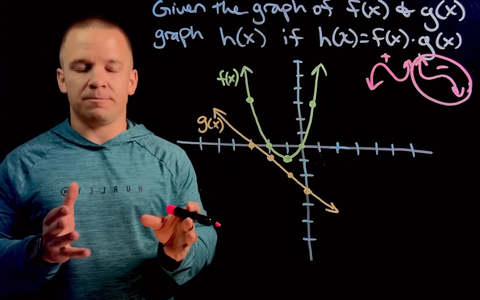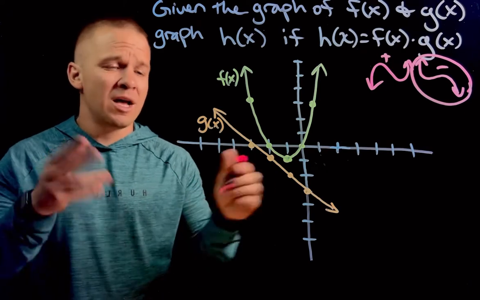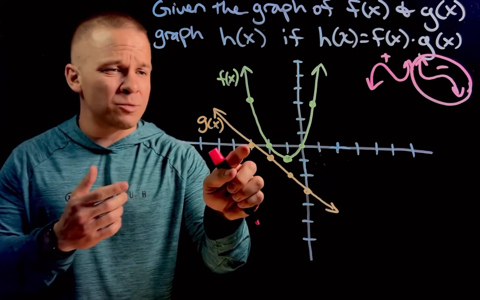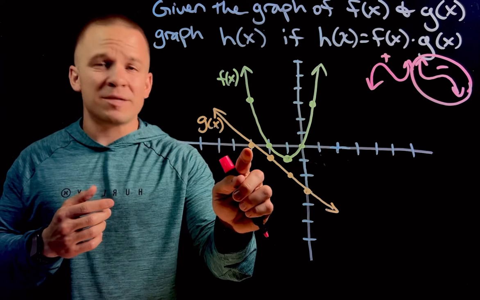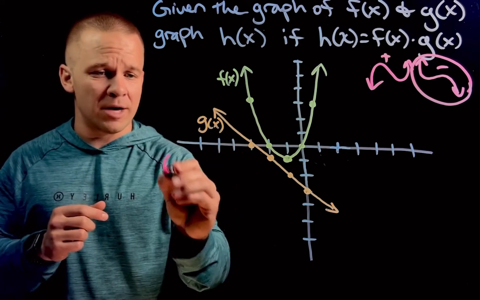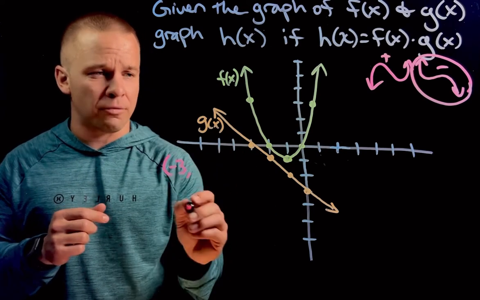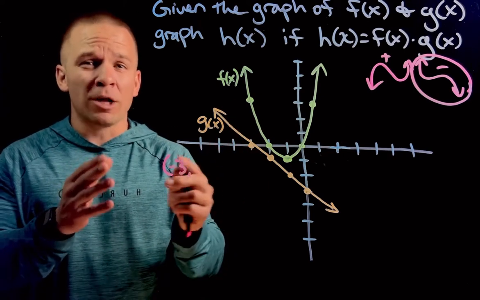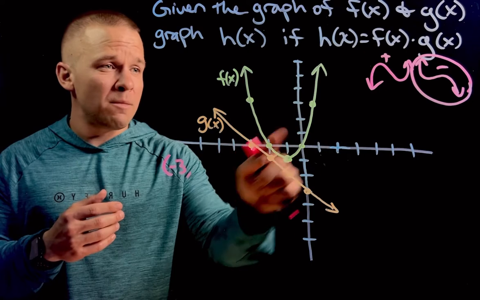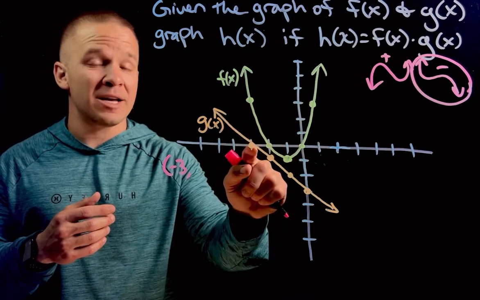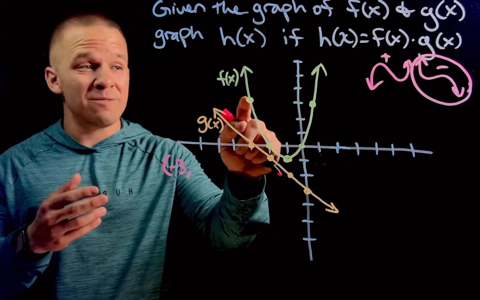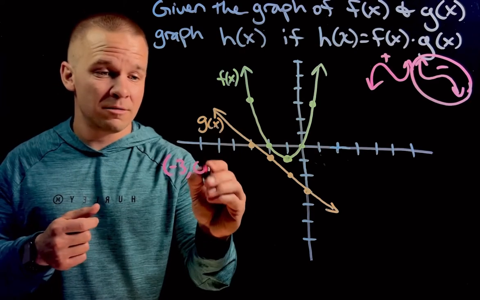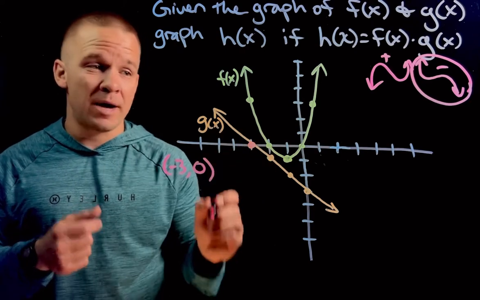Well, how about this? If I want to get some new points, let's say I'm going to look at this one right here, okay? So my x-coordinate is -3. Well, if I'm going to multiply these two graphs together, I'm multiplying their outputs, which would be up here at +3 for f of x and 0 for g of x. What's 3 times 0? It's going to be 0. So I'll have that as my ordered pair.